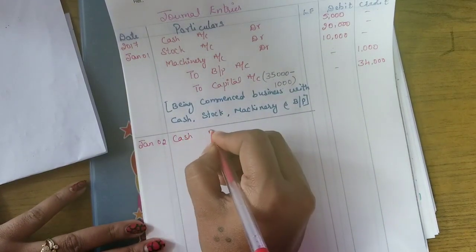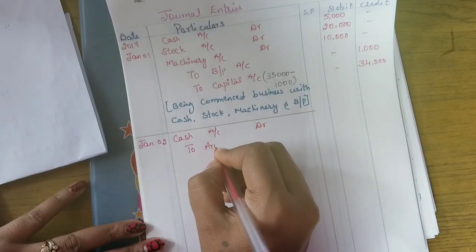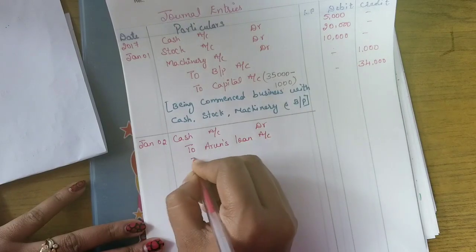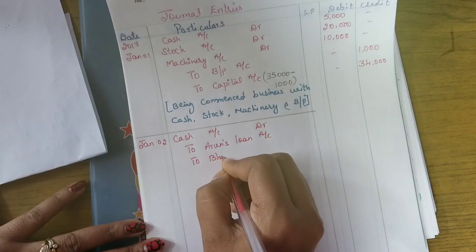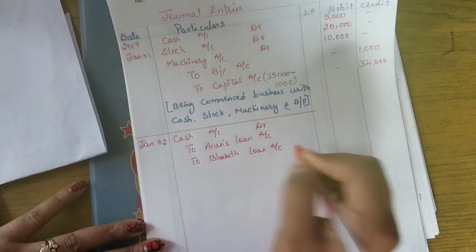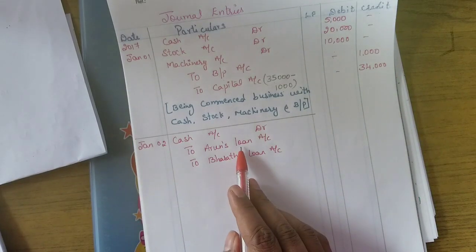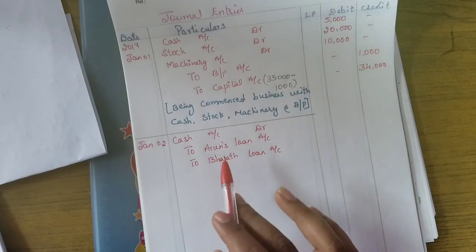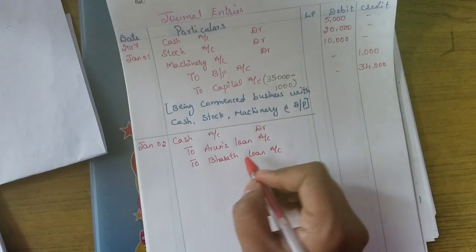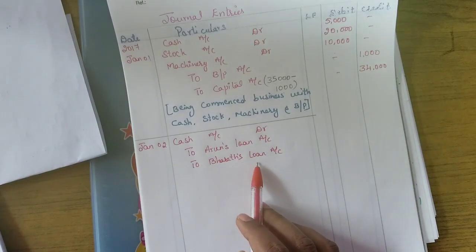Cash account, debtor to Arun's loan account. We have to write here very clearly. Arun's loan account to Bharat loan account. Since it is clearly given borrowed. Borrowed is nothing but we are taking a loan. So that we have to show it. So that is not a creditor. It is termed as loan. So we are taking loan from Arun and Bharat. So we have to show it here. Arun's loan account and Bharat loan account.